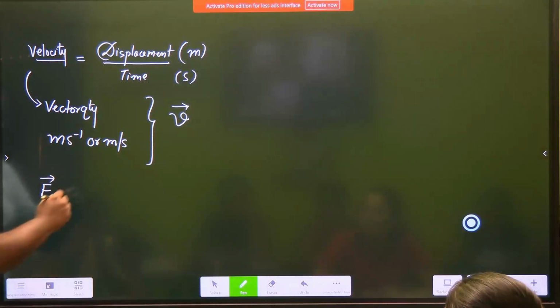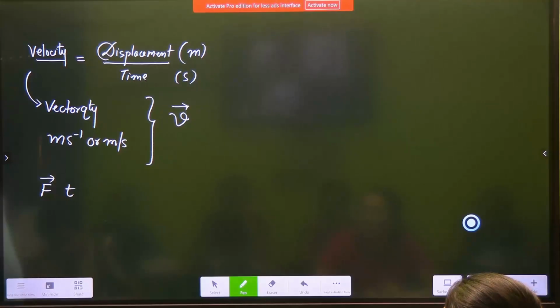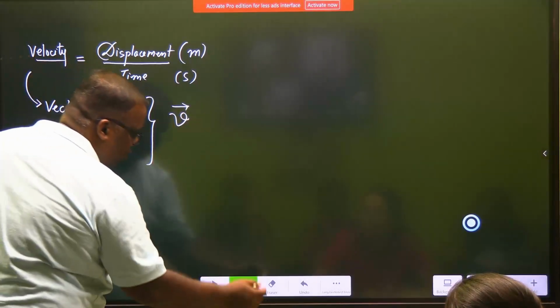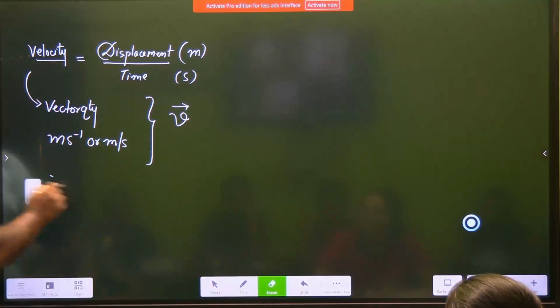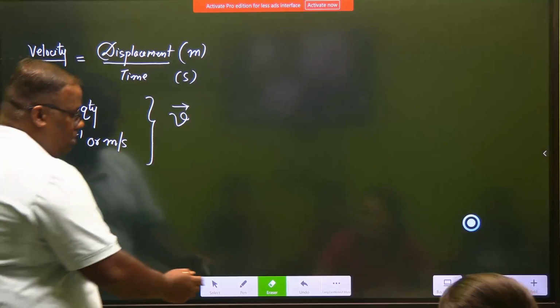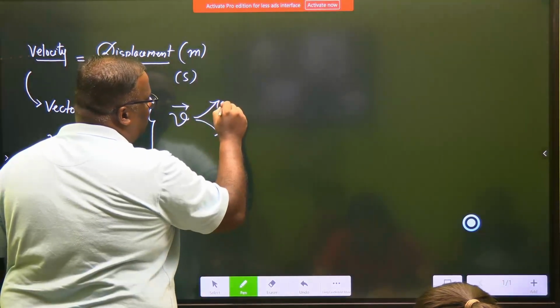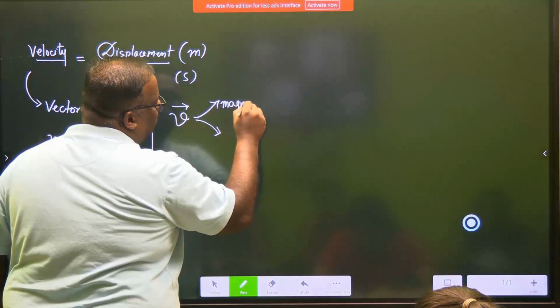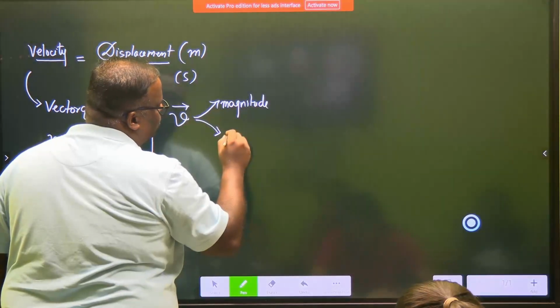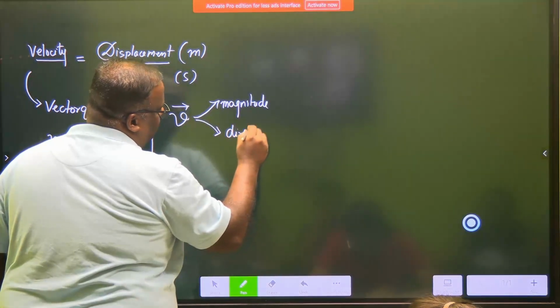Understood? However, time is a scalar quantity. We will just write it like this. But this arrow does not tell you which direction it is going. Arrow means this fellow, you need to be careful. This fellow will have a magnitude and this fellow will also have a direction.